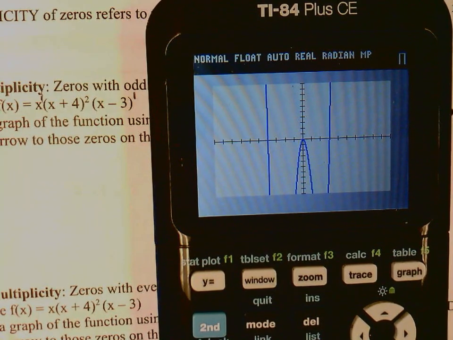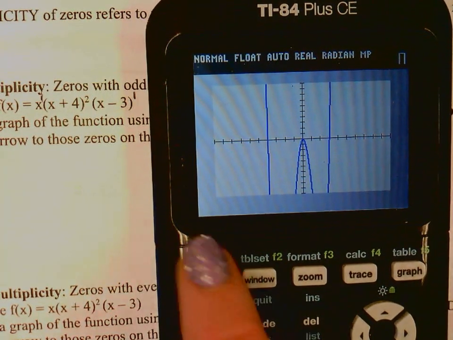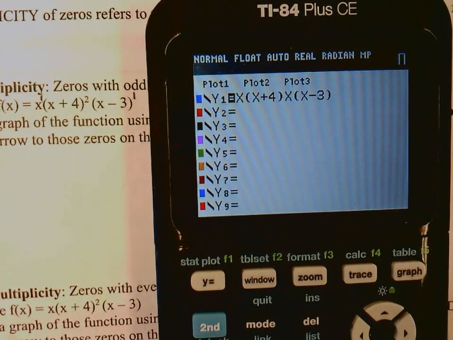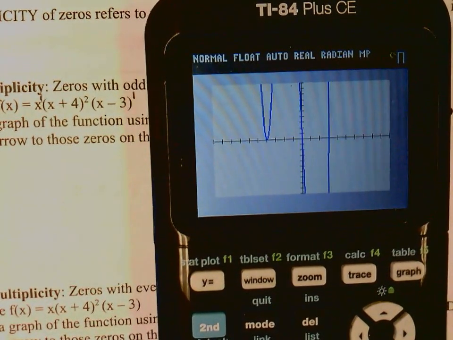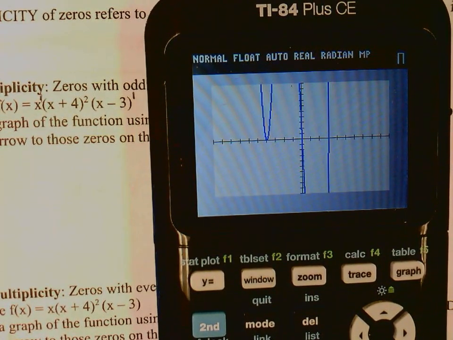Wait a second. I don't think I typed it in right. Oh, oops. There we go. It's still a W-shaped graph. So here is my leg. It goes up and then down and back up. I knew it was wrong because at negative 4 is like a quadratic. It should bounce off the x-axis. Okay. So here I am at 0, and 0 is cutting through the x-axis. And here I am at positive 3. Positive 3 is cutting through the x-axis.